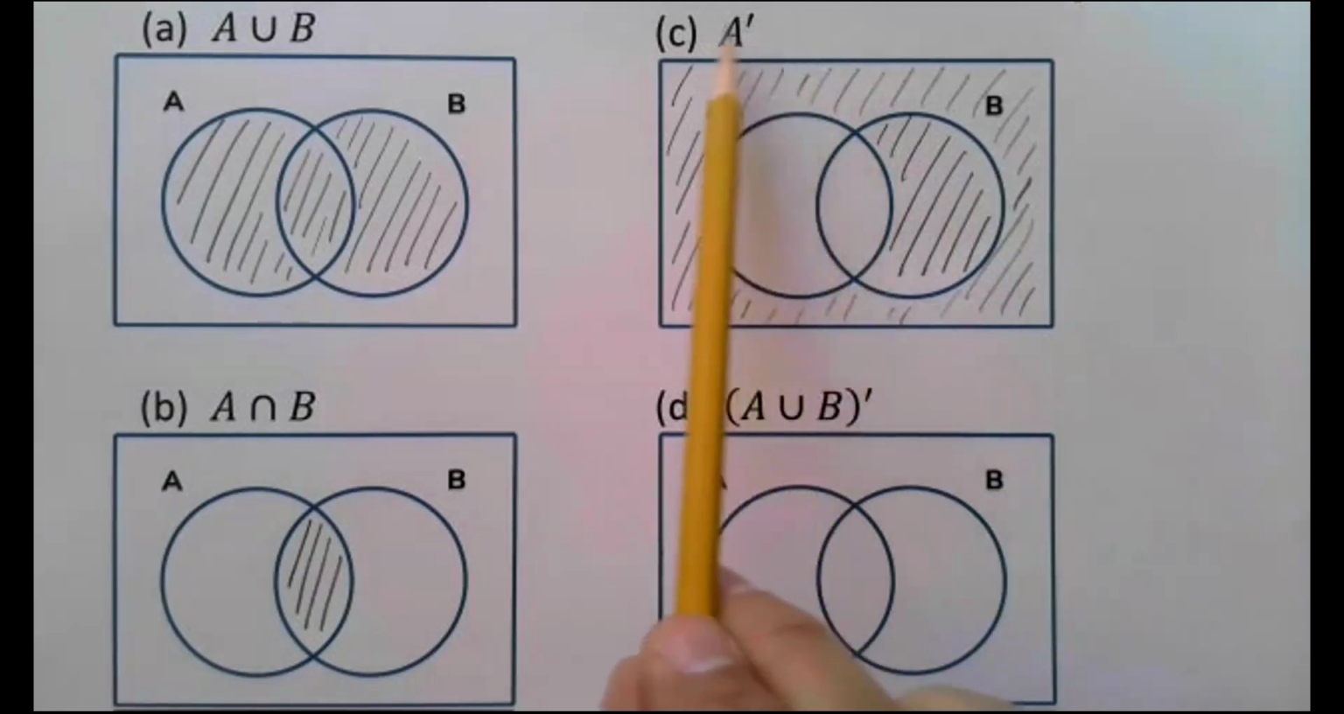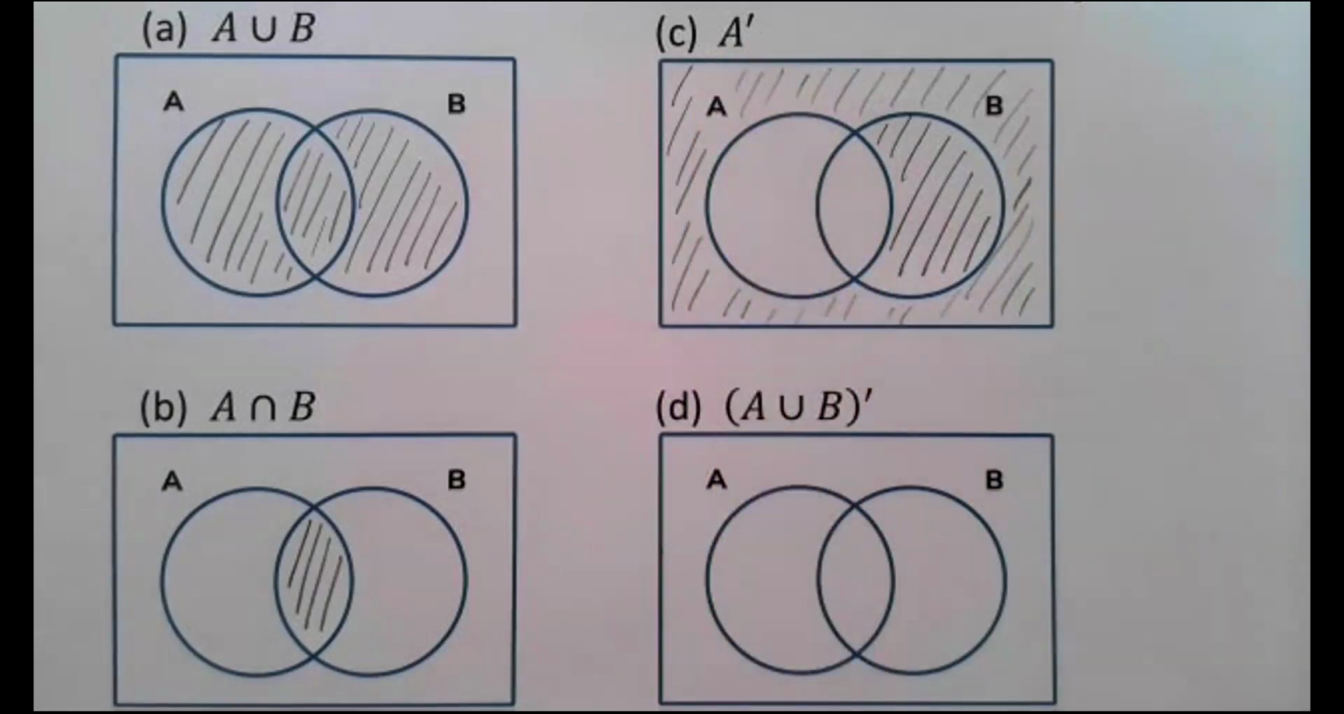A complement means the opposite of A. We just shaded the opposite of the A circle. We just shaded everything not in the A circle.